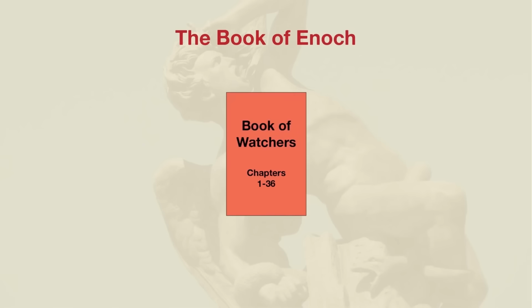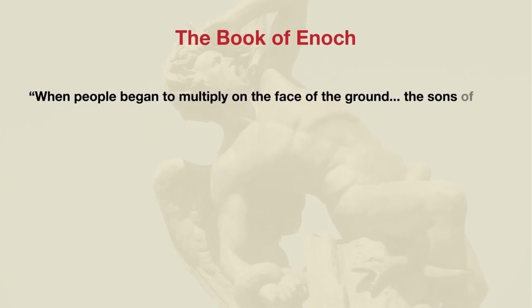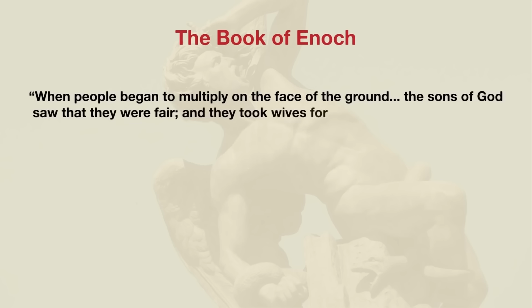The whole thing is basically based on a few short verses in Genesis that go like this. When people began to multiply on the face of the ground, the sons of God saw they were fair, and they took wives for themselves.